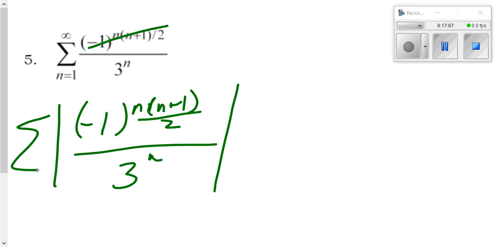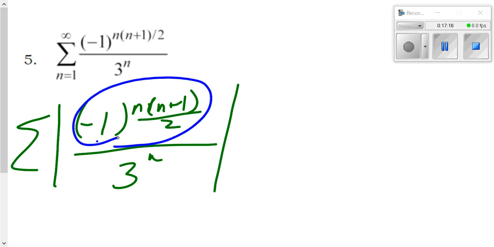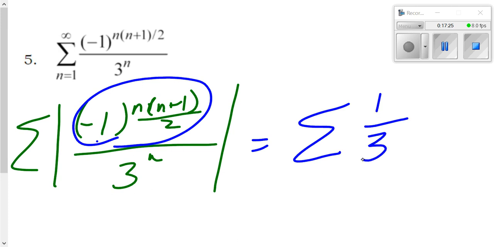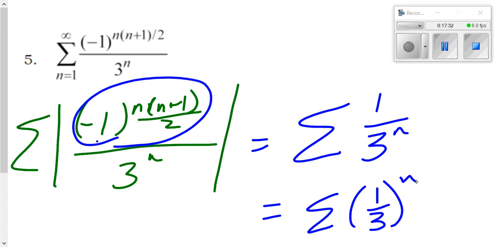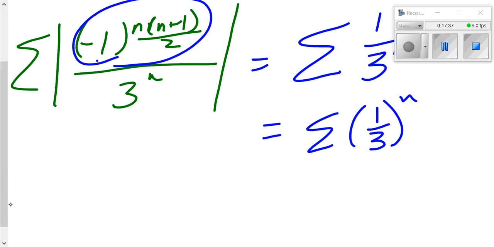Right, so if I have this series and I have absolute value bars around the whole thing, this part is just going to yield a 1. The absolute value of 1 is 1, the absolute value of -1 is 1. So this is then talking about 1/3 raised to the n, which I certainly hope, since this goes back to the beginning, you recognize as being geometric.